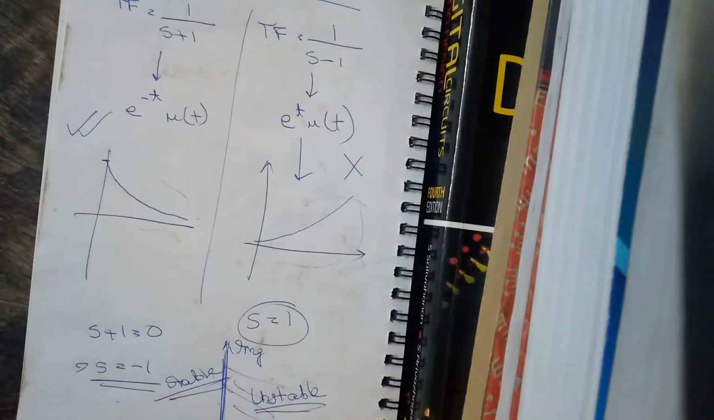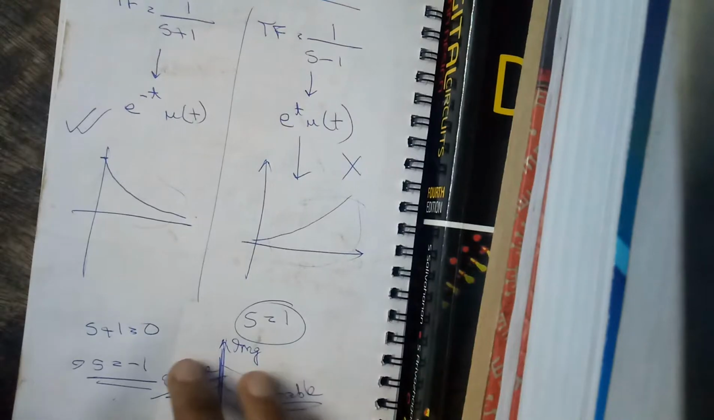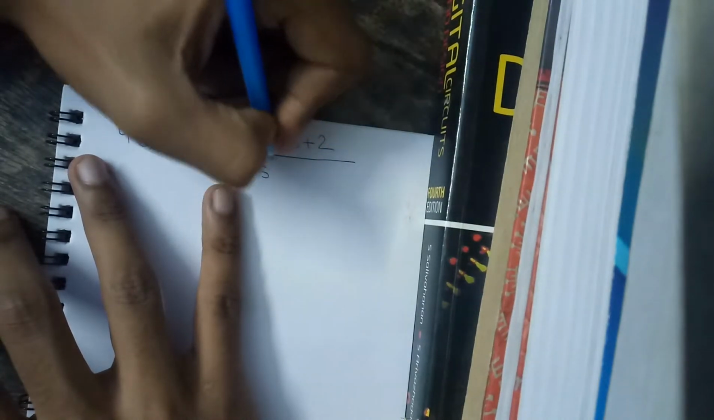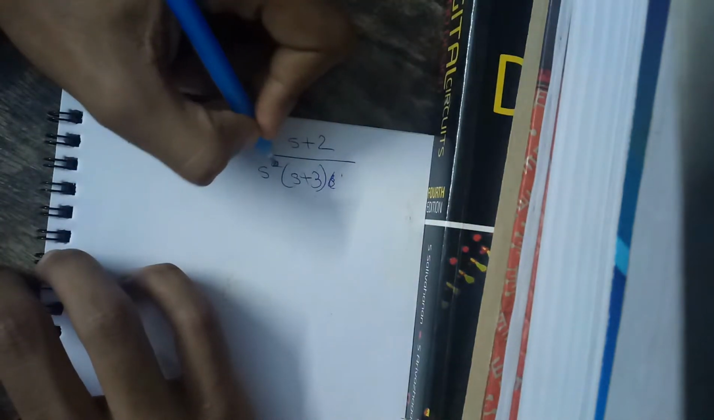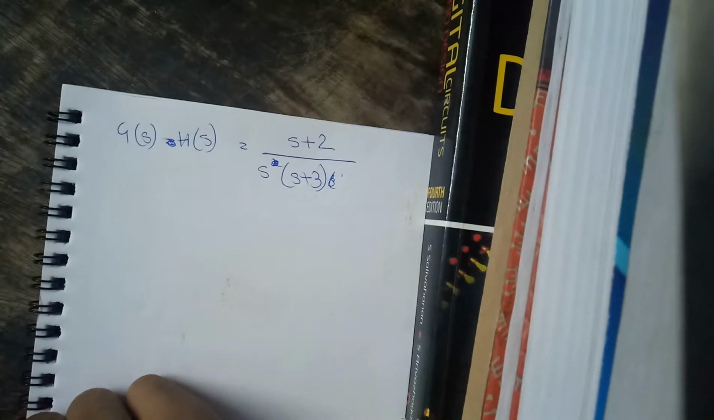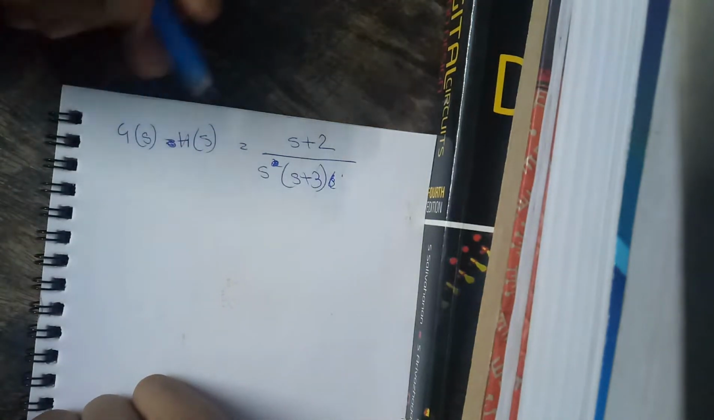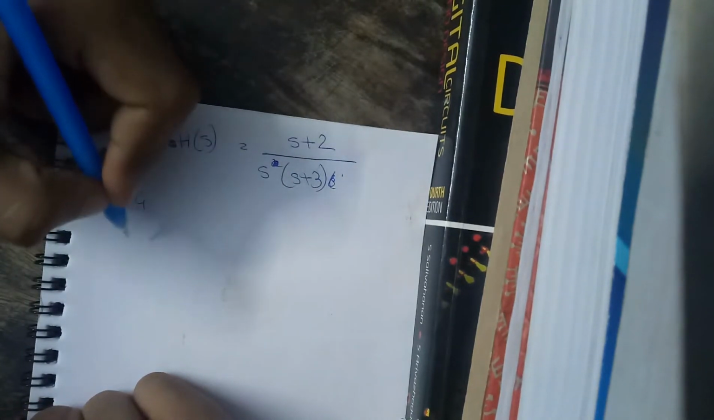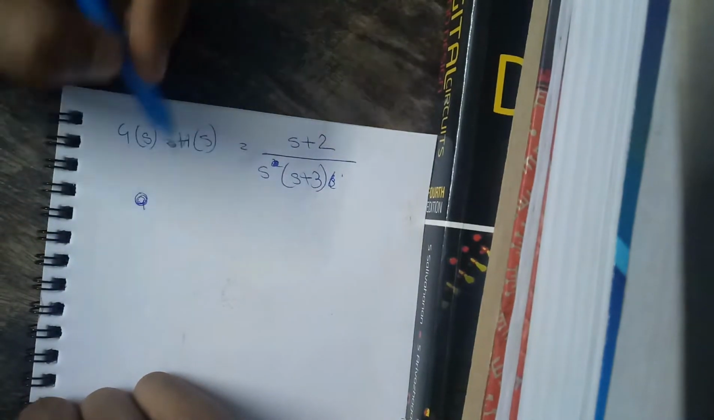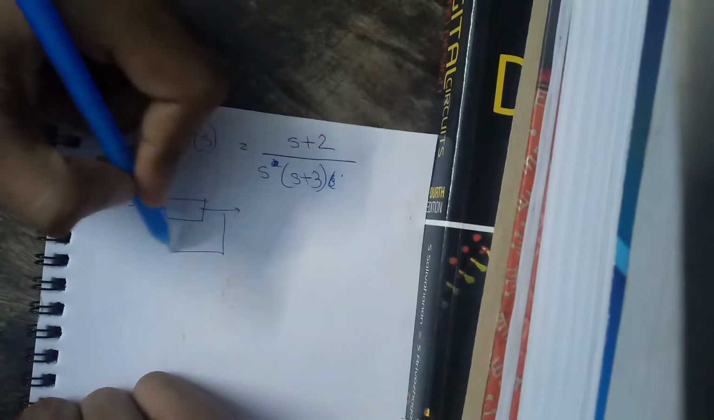Now let us go into details with this. First of all, we need to know what a characteristic equation is. Suppose we have a transfer function G(s)H(s) equal to (s plus 2) by s square into (s plus 3). Say this is the transfer function we have. Now, the closed loop transfer function would be G(s) by 1 plus G(s)H(s), since we always have a unity feedback closed loop system.